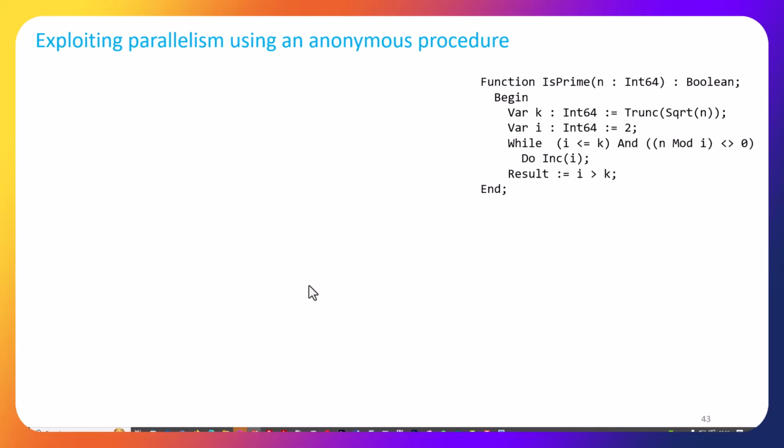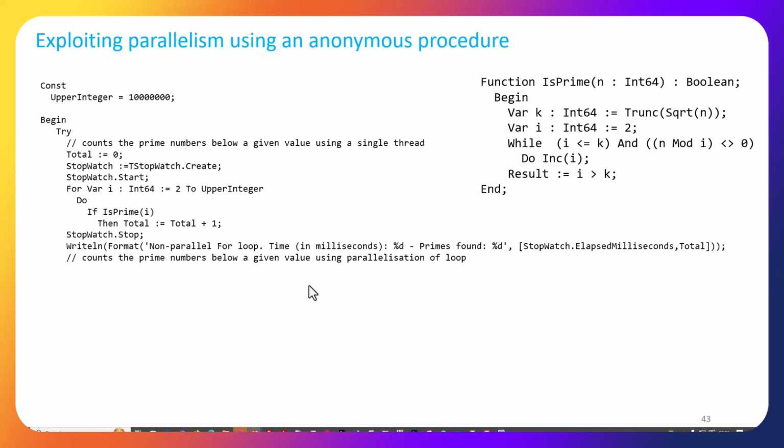Exploiting parallelism using an anonymous procedure. This is how to calculate primes. One way to calculate primes. So let's say we have an upper integer which is 10 million. I think that's it. Yeah, 10 million. So we'll use a stopwatch to get fine timing. And what I'm going to do is go through all the numbers between 2 and this upper integer of 10 million and test if they're prime. And if they are prime, I'm going to add to the total, which is initialized to 0. And then I'm going to write the stopwatch: non-parallel loop, time in milliseconds, and so on.